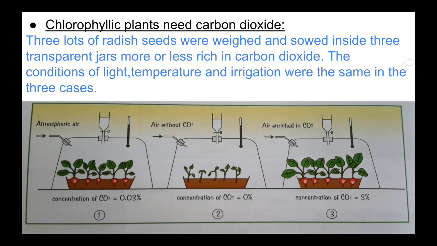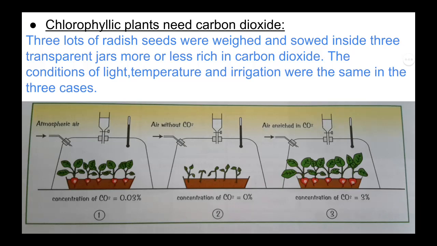It is not fixed. The conditions that are fixed for the 3 lots are light, temperature, and irrigation, which were the same in the 3 cases. So the fixed factors here, the factors that are not changing, are the same amount of light, the same temperature, and we're irrigating them with the same amount. While the variable factor, the factor that is changing in the 3 lots, is the amount of carbon dioxide.